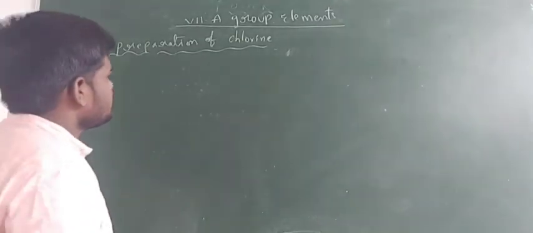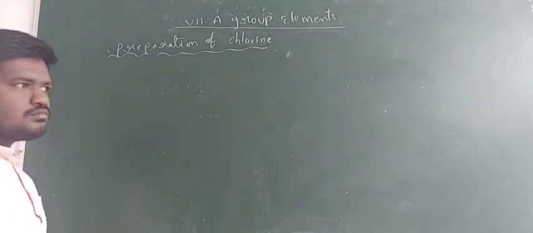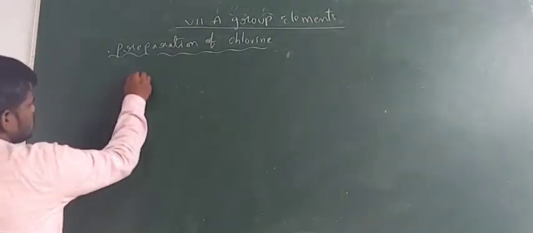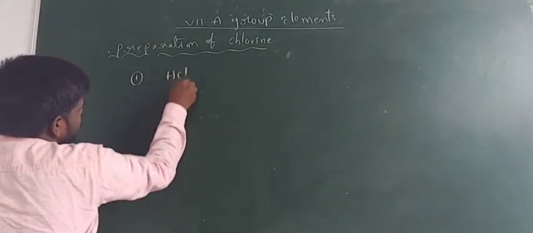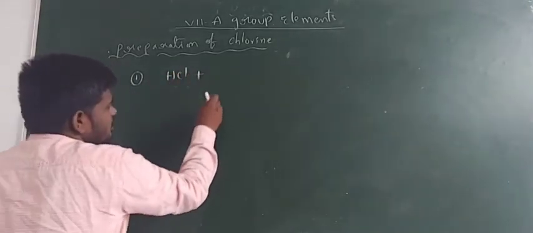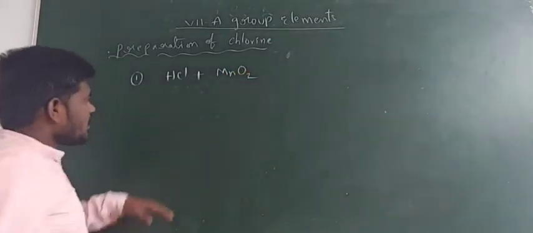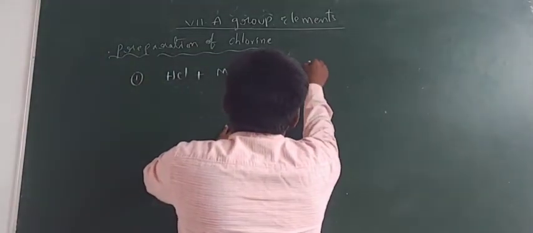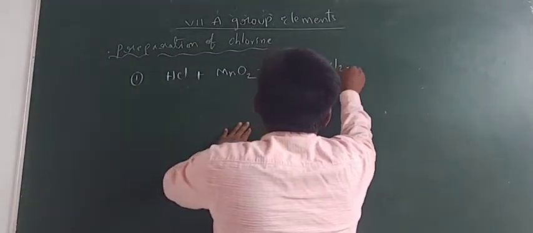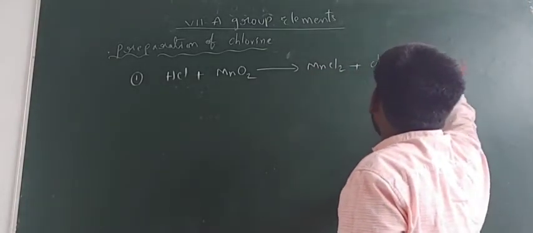So right students, in this video class I am going to teach you the preparation of chlorine. The first one, chlorine we can prepare by treating HCl with MnO2. So by treating HCl with MnO2, we can get MnCl2, and the next one we can get Cl2 gas and we can get water.